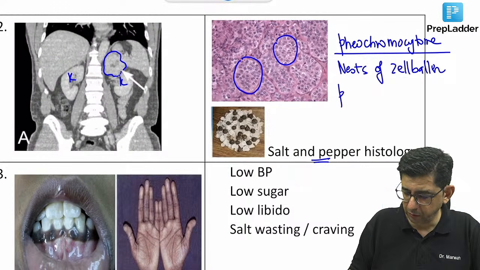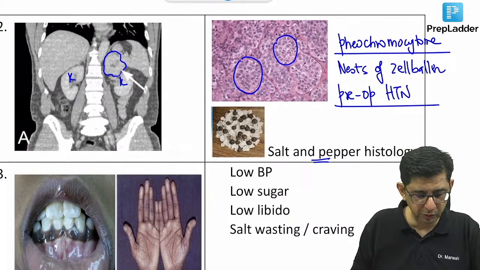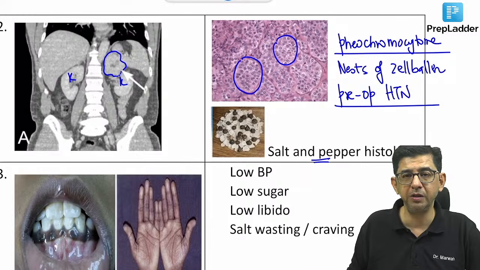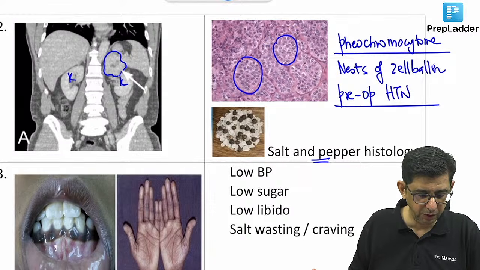One aspect which I want you to just say quickly is for preoperative hypertension, what medicine would you like to give to this patient? Yeah, paraganglioma is the extradural one. Yeah, quickly guys, preoperative hypertension for pheochromocytoma, the medicine to be given.